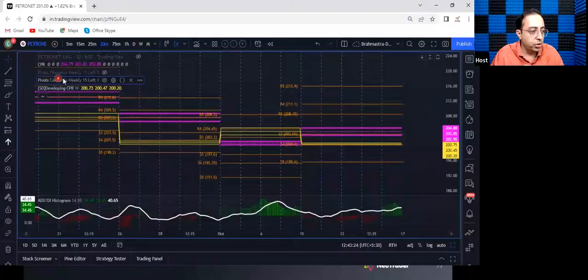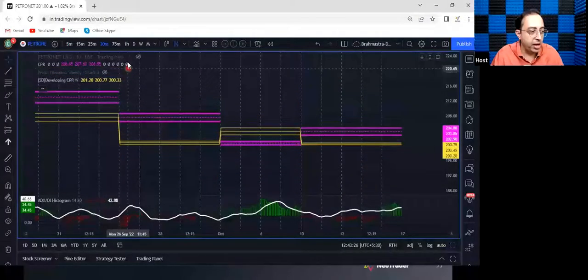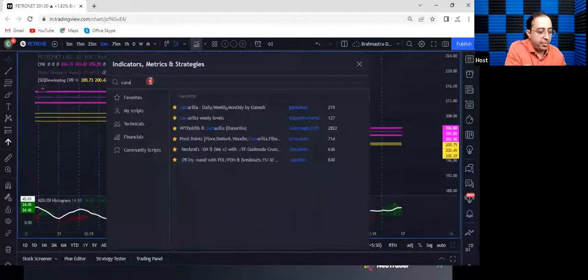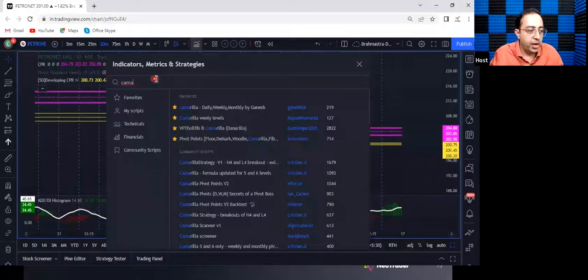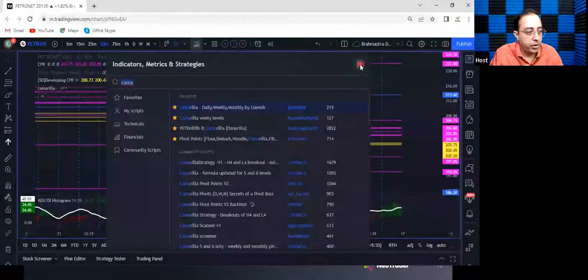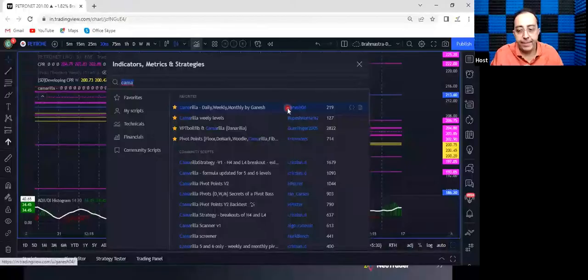What you could do is remove this Camarilla. I'll give you a Camarilla with more levels. Go back to your indicator and please type Camarilla, and select the Camarilla by Ganesh04. When you select Camarilla by Ganesh04, can you all do that? Have you selected this Camarilla? Please type CAM in the chat.